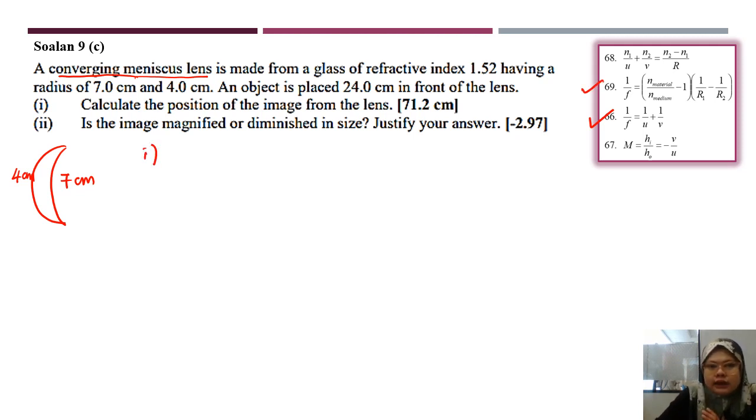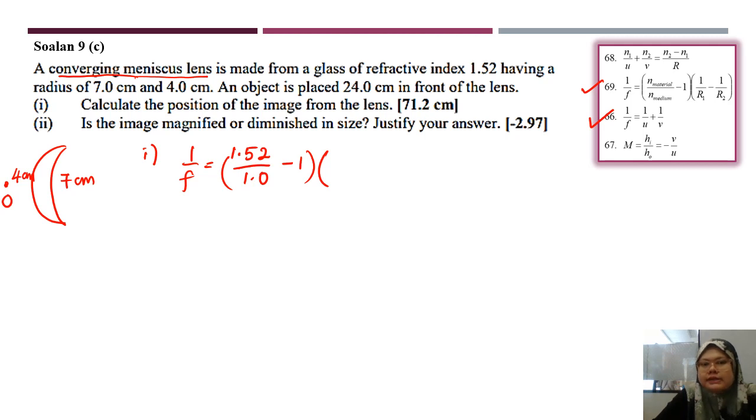So we use 1 over F equals to N material minus... Lens is made of glass, which is the index of refraction 1.52, over dengan dia punya N medium is 1.0, sebab dia located dekat udara saja. So minus 1, darab dengan 1 over R1 minus 1 over R2. Object is located dekat bahagian kiri. So jadi R1 will be 4 cm and R2 will be 7 cm.